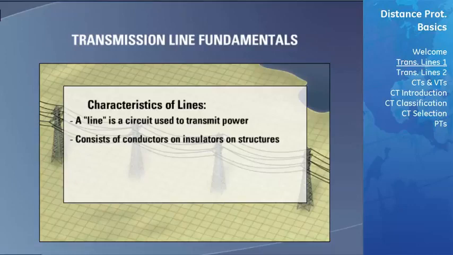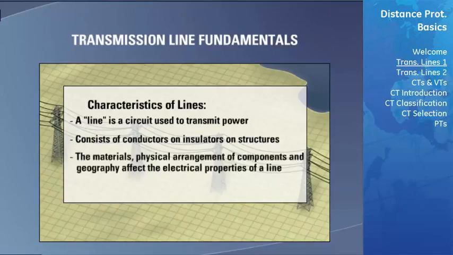The material that is used in the structure, the physical arrangement of the components used, and the geography that the conductors and towers are located in greatly affect the electrical properties of the line. All of these factors must be considered when determining the best method of protecting this transmission line.